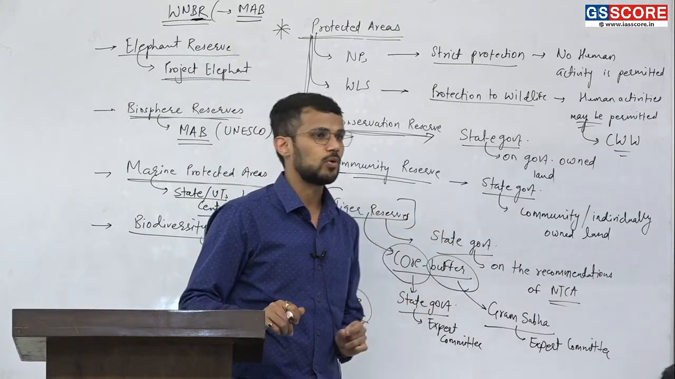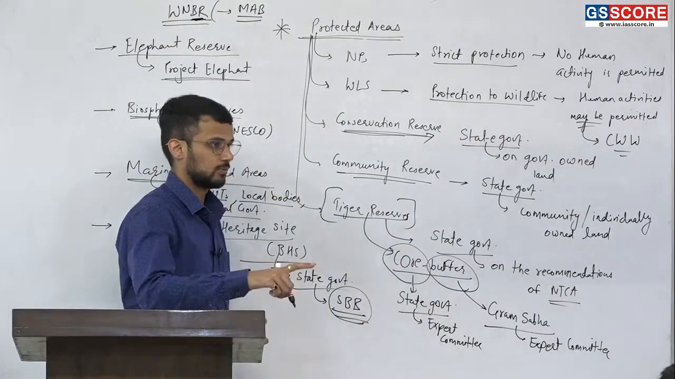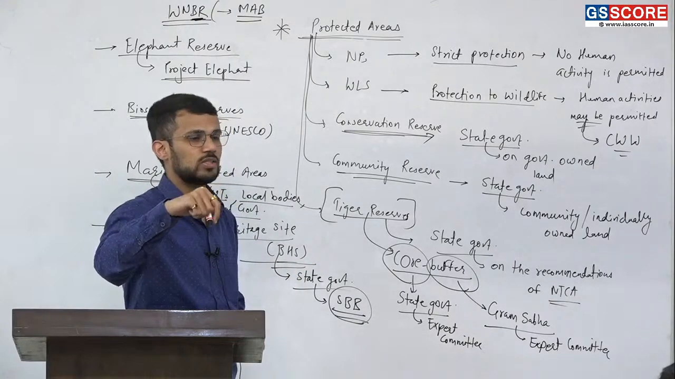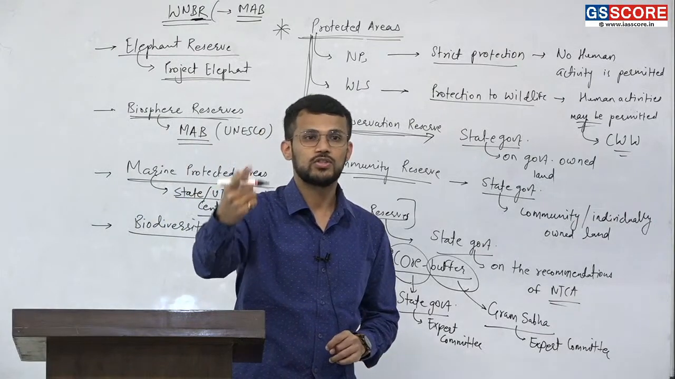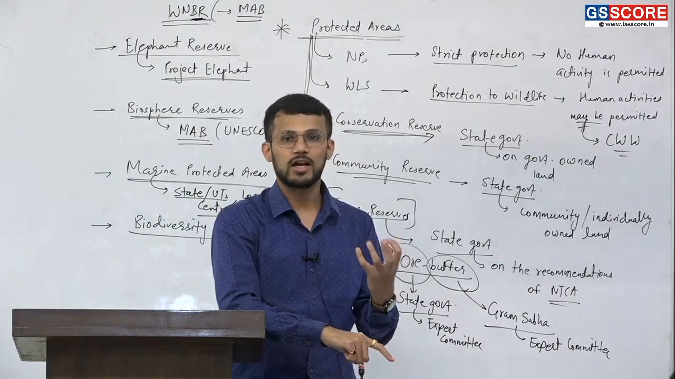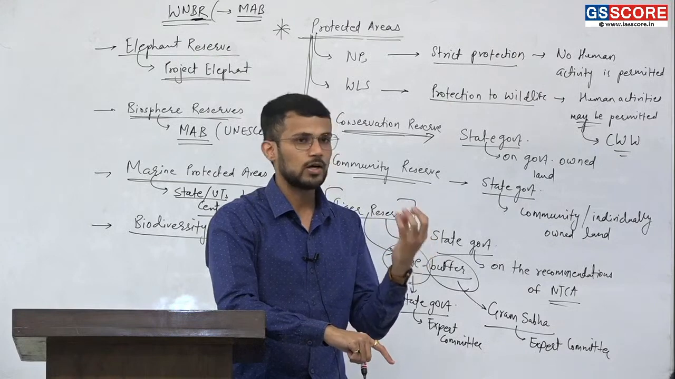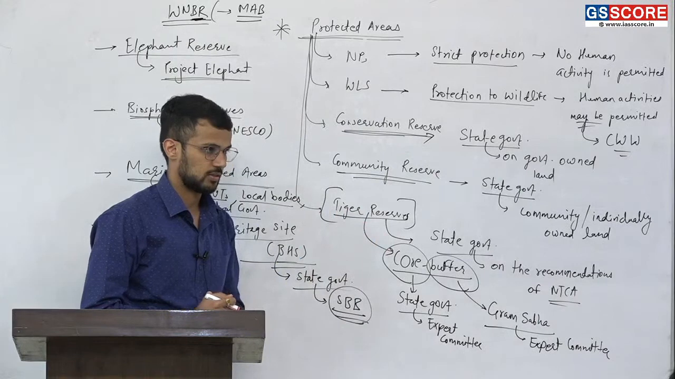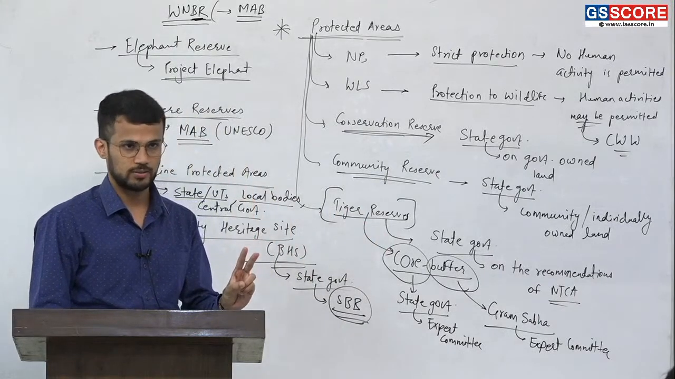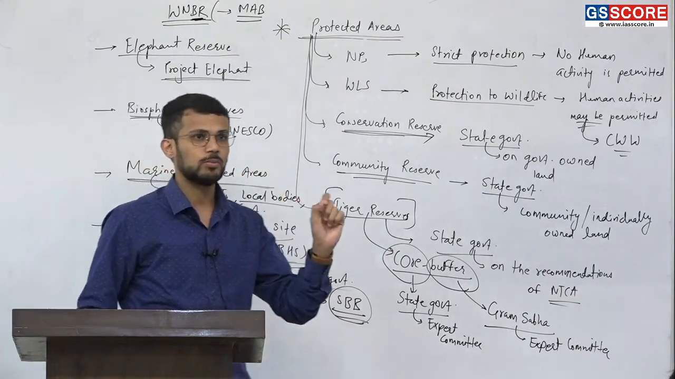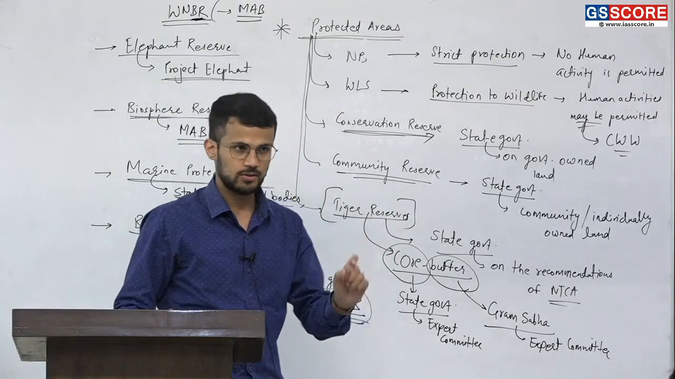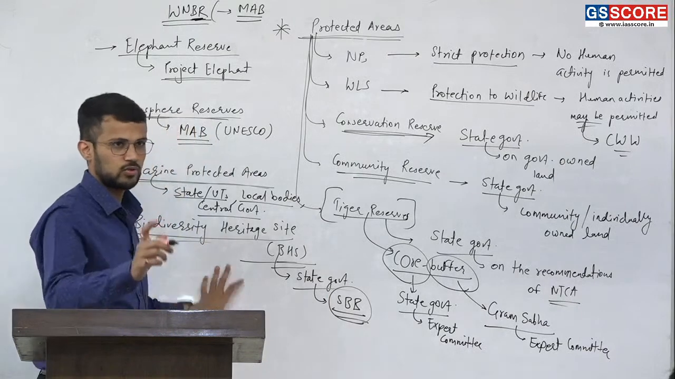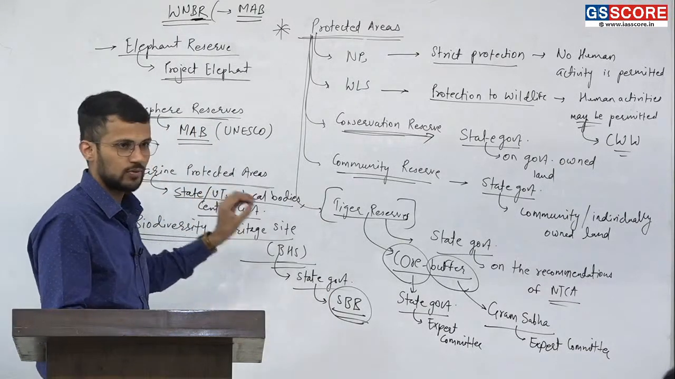Why are they extremely important? Because they carry out documentation of biodiversity, not only biodiversity resources, but also traditional knowledge, because it is also a kind of biodiversity service that we receive from biodiversity resources. That's why it should also be protected, and that documentation is done by BMC. So that is biodiversity heritage sites. So these are certain important protected areas that we have.